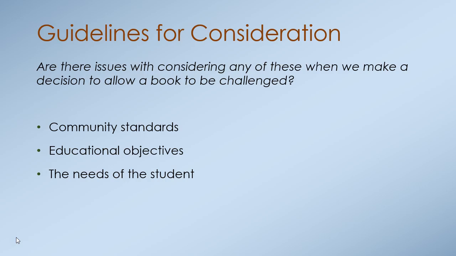We have to think about community standards. What might be perfectly acceptable in one community may not be as acceptable in another community. For instance, if it's the middle of a big city, there's going to be more diversity and a lot more difference in the way that people feel about things than there might be in a rural community of a small town. So you have to think about the community standards that are around.